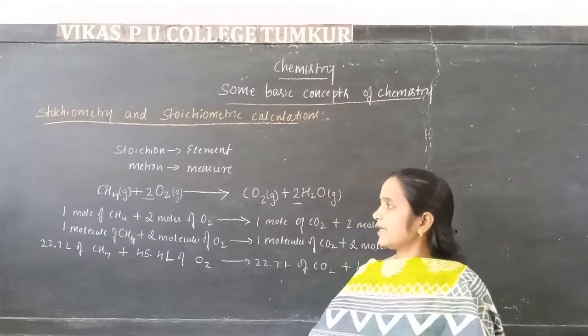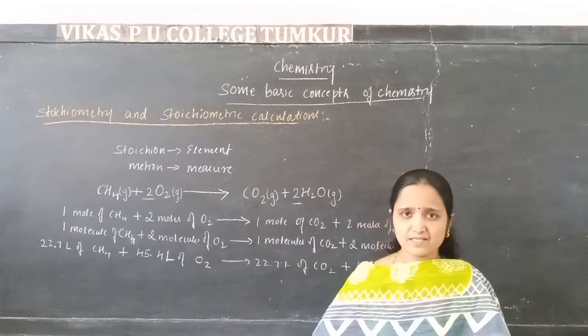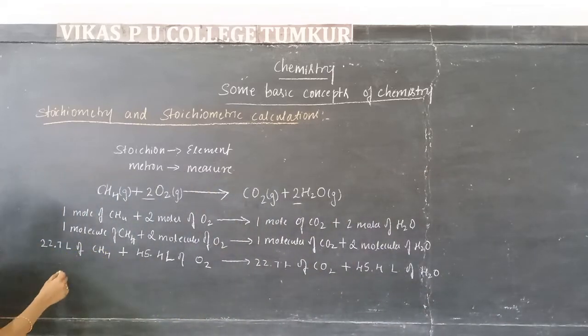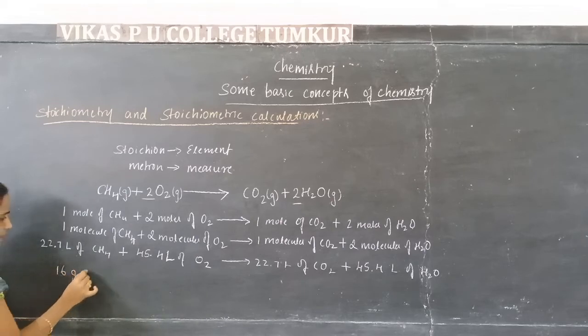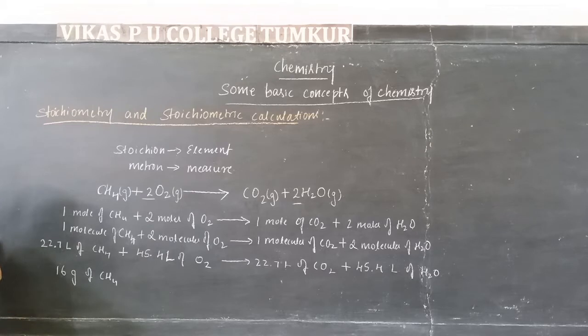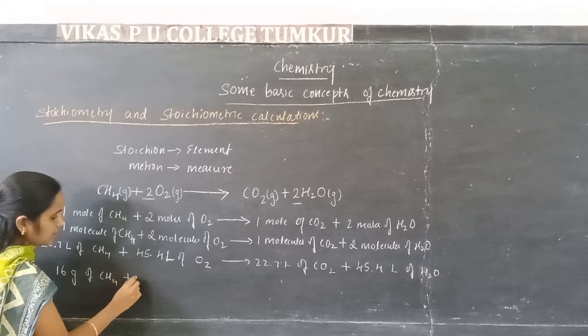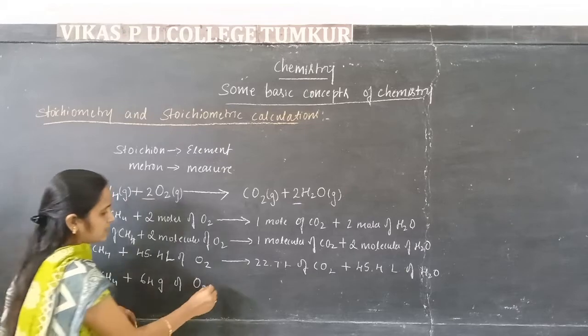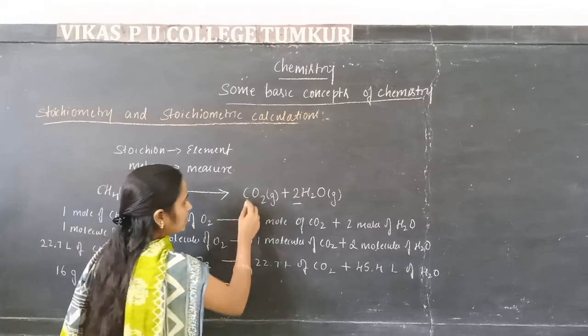If it is taken as masses, then we take 16 gram of CH4. Then oxygen: 16 plus 16 is 32, and 32 multiplied by 2 is 64. So 64 gram of oxygen gives rise to carbon dioxide.